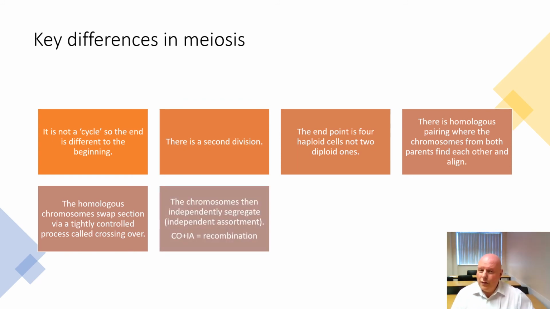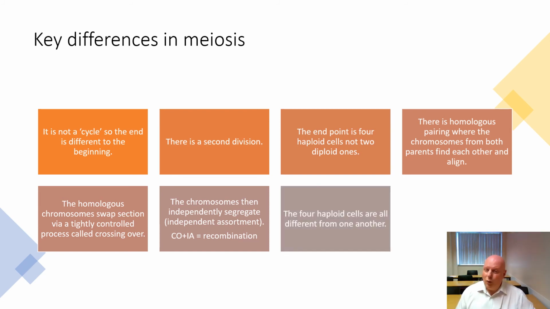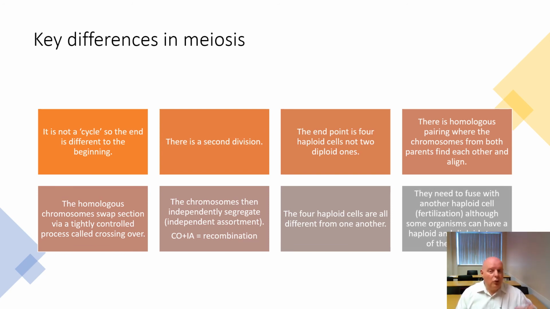The chromosomes then independently segregate, so you have the crossed over bits and the maternal and the paternal bits segregating independently. That's called independent assortment. And the crossing over and the independent assortment lead to recombination. So the 4 haploid cells are all different from one another because their alleles have now been swapped over between the maternal and the paternal chromosomes. That's why they're not similar. And of course, they need to fuse with another haploid cell, which is fertilization or syngamy. But it's important to note that some organisms have a haploid and a diploid phase, like some of the seaweeds.